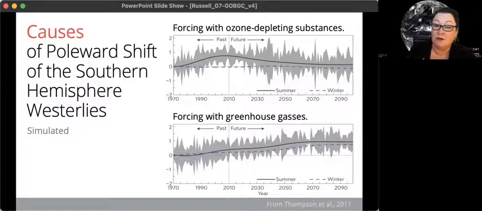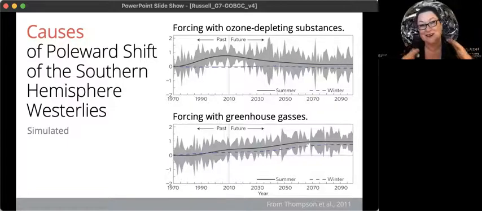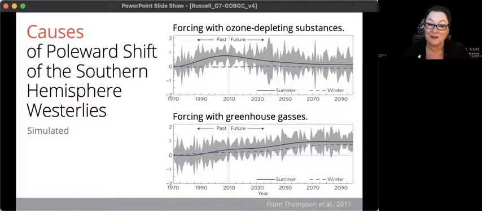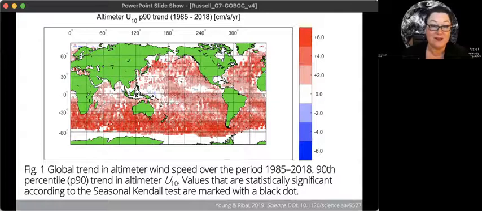So we know a lot about why the winds have moved poleward and increased. It got kicked off by our ozone hole, but is predicted to continue because of the increase in greenhouse gases that's basically increasing the temperature gradient between our lower atmosphere, our troposphere, and our upper atmosphere, our stratosphere. So the stratosphere is cooling while our lower atmosphere is warming, and this is driving these winds higher and stronger. We have a lot of different kinds of measurements that say that these winds are stronger. This is the global trend in altimeter wind speed from 1985 to 2018.